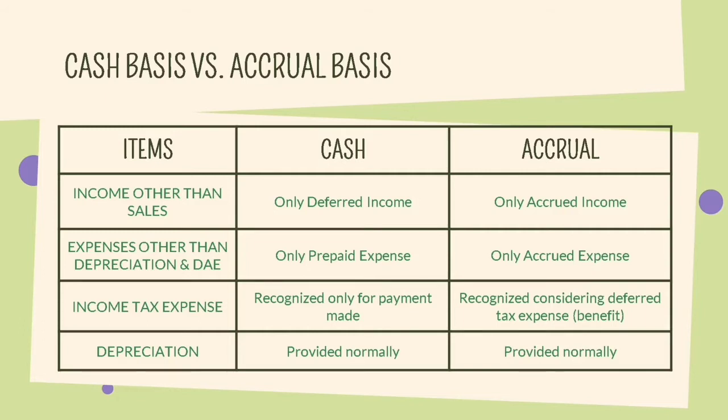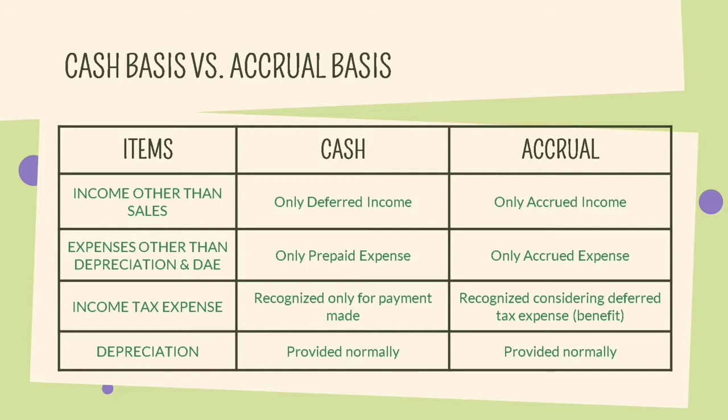Deferred and accrued income are totally different to each other, since under the cash basis of accounting, the accrued income is excluded, and on the other hand, accrual basis of accounting excluded the deferred income. Note that under cash basis, income are recognized when received, and under accrual basis, income is recognized when earned.